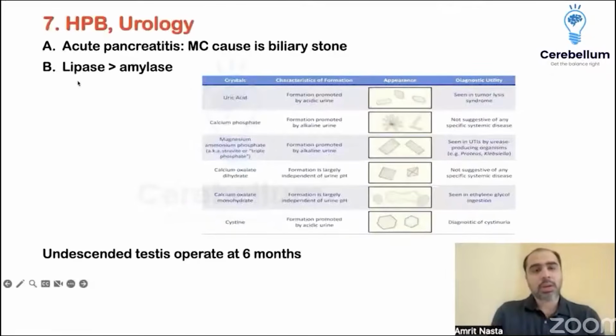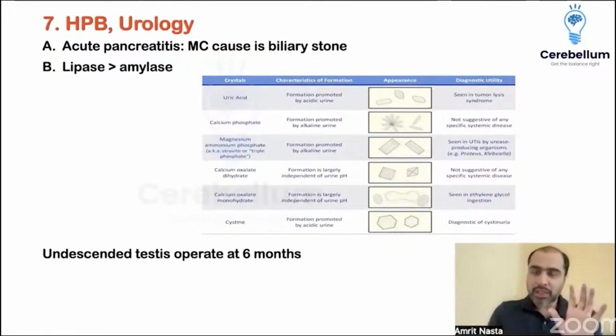In HPB, pancreatitis is their favorite topic. Acute pancreatitis, most common cause is biliary stone. Alcohol is most common cause of chronic pancreatitis, so don't mix them up. The test of choice is serum lipase. Lipase takes little time to rise, maybe 6 to 12 hours, but it is far more specific and sensitive. Remember, neither lipase nor amylase tell you the severity. For severity, you want to do CT, which will be done normally after 2 to 3 days. And then you will see how much necrosis is there.